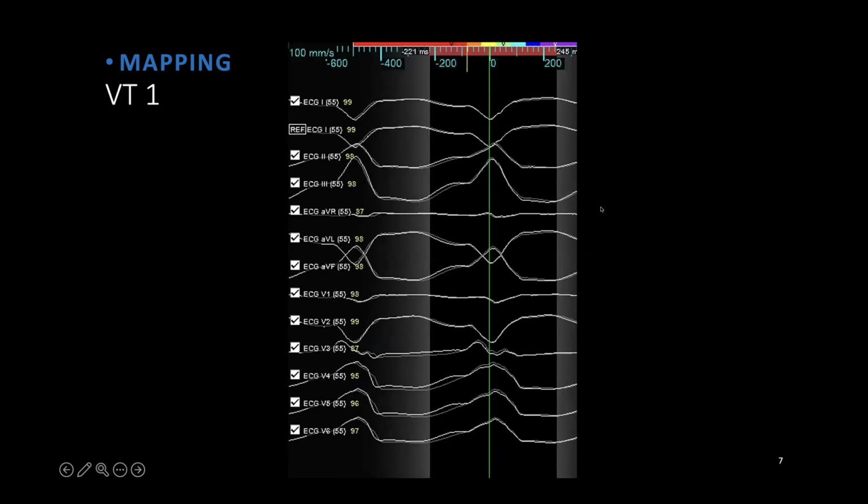Of course, a very sick patient. He went into VT, and when you are doing this kind of ablation, ideally I would like to map on VT, because that's where we can see the isthmus or the exits and entries, and that was the case.